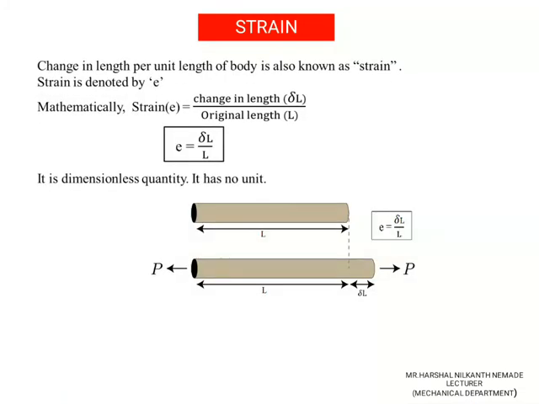Strain. Change in length per unit length of a body is also known as strain. Strain is denoted by small e. Mathematically, strain is equal to change in length upon original length. Therefore, e is equal to delta L by L, capital L. It is a dimensionless quantity, so it does not have any unit.